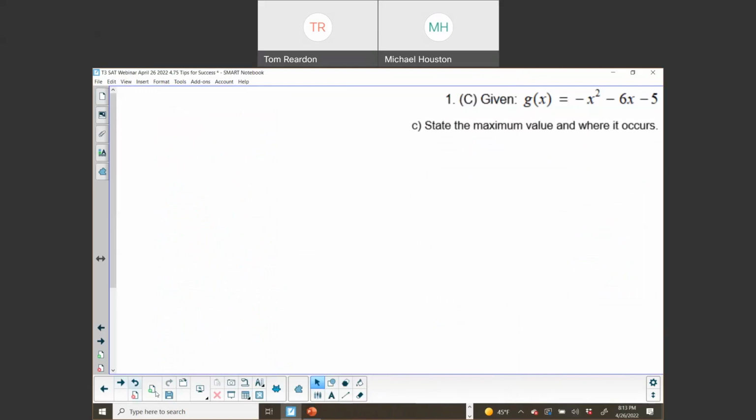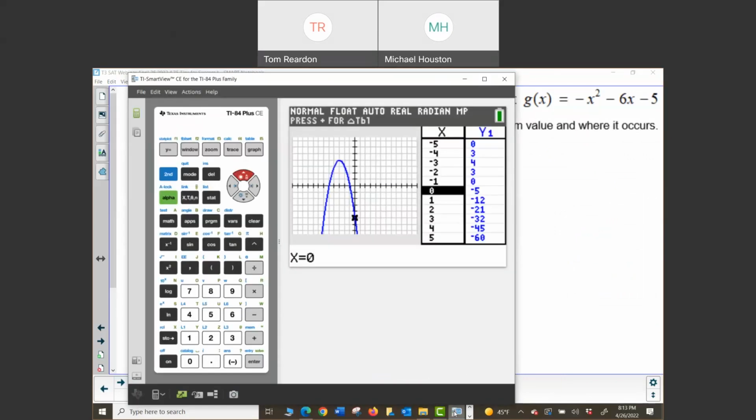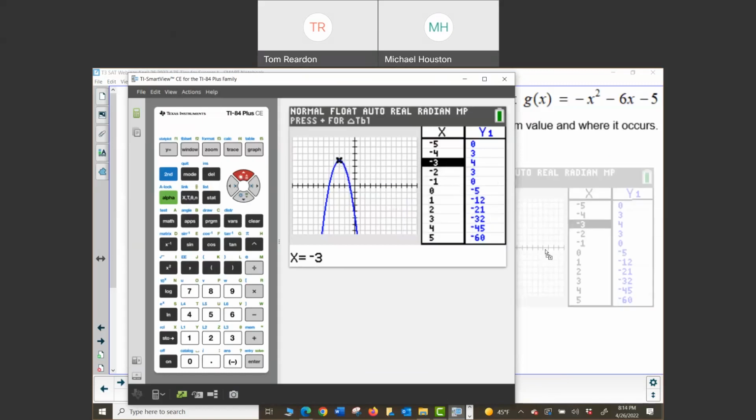State the maximum value and where it occurs, okay, because that'll be asked on these questions: what is the maximum value or the minimum value, and so on. So here, as I'm going through the table, we can see that this is pretty much the highest point at the vertex.